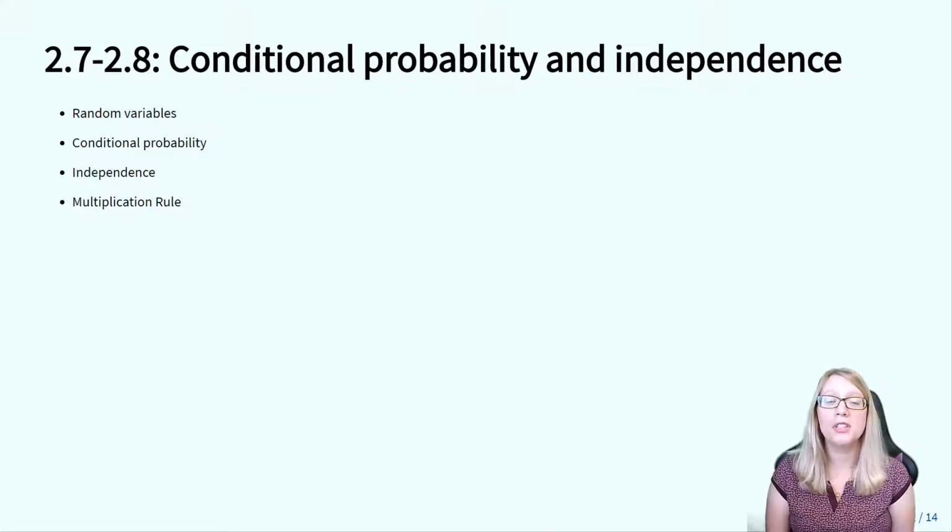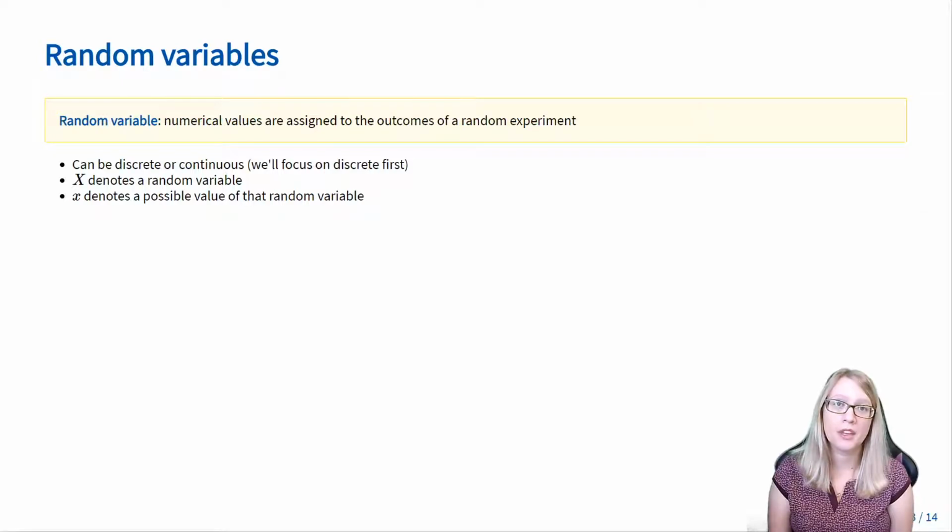And then finally, we'll talk about the multiplication rule, which is a really handy shortcut tool we can use if events are independent. So let's start with random variables. A random variable is a variable which takes on numerical values. So we'll assign each of the outcomes of a random experiment to some numerical value, each with a corresponding probability. These random variables can be discrete or continuous. We'll continue to focus on the discrete case for now.